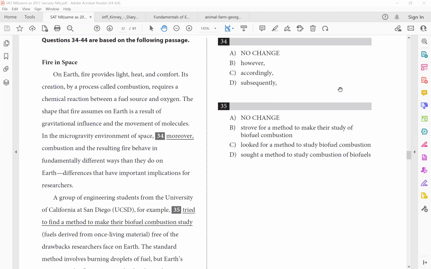Today we're looking at the last writing and language passage for our 2017 January test. Okay, so the title, Fire in Space, is very ambiguous. We need to make sure we understand what that refers to, so we have to read the introduction.